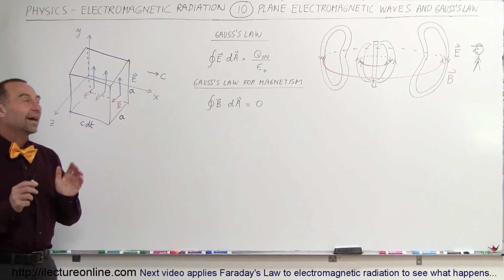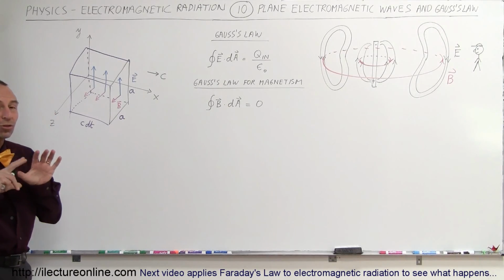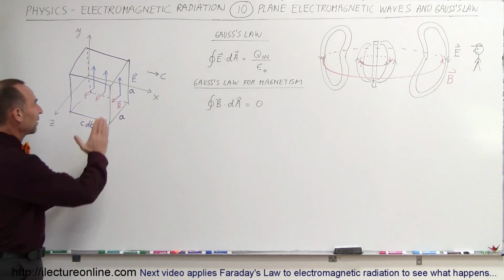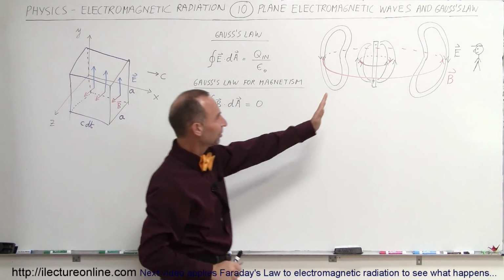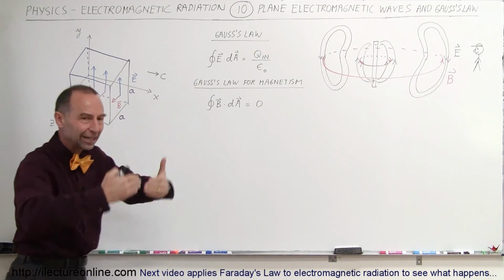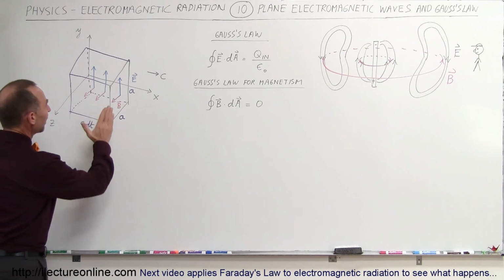Welcome to Lecture Online, and now let's take a look and see how we can use Gauss's law to describe what goes on in electromagnetic radiation. So we have a plane wave here, which is basically the front of a wave coming out of a dipole antenna. Far enough away, it looks like a plane wave, a flat wave coming out.